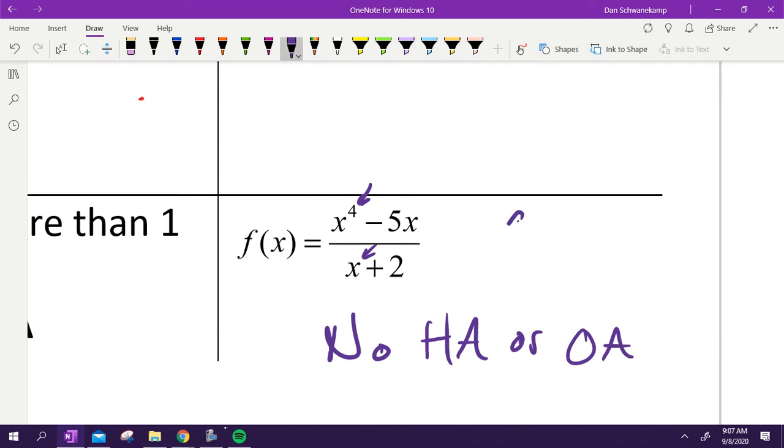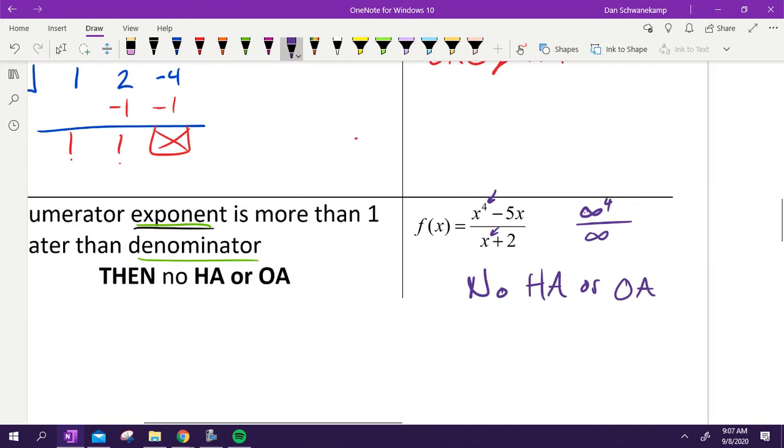Okay. Again, if I plugged in infinity, infinity to the 4th power divided by infinity. Infinity to the 4th power is enormous. It's the biggest number you could possibly fathom to the 4th power. Okay. That is way bigger than on bottom. So that number on top is going to keep growing and growing and growing. It is not limited by anything. Okay. That's why we don't have a horizontal or oblique asymptote.